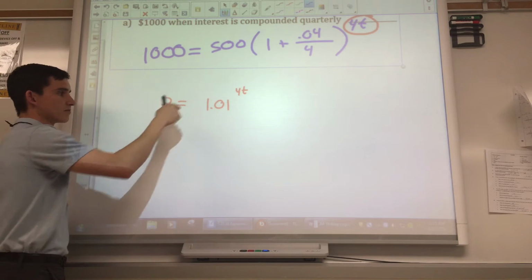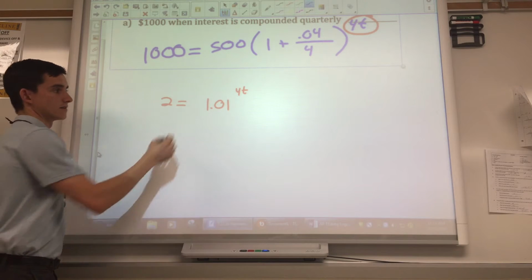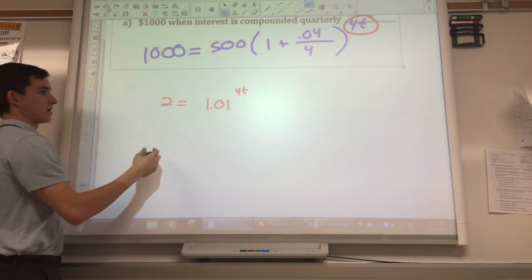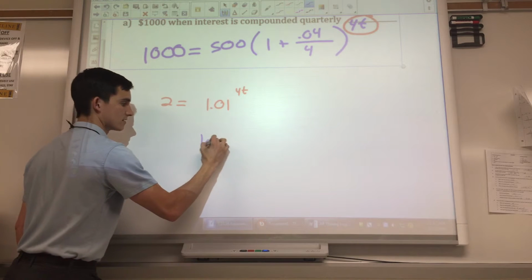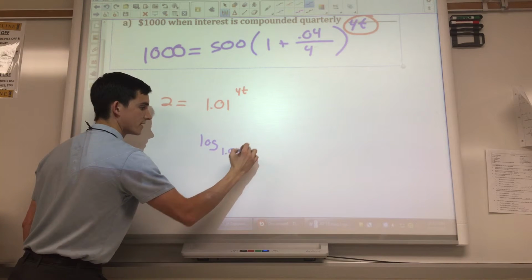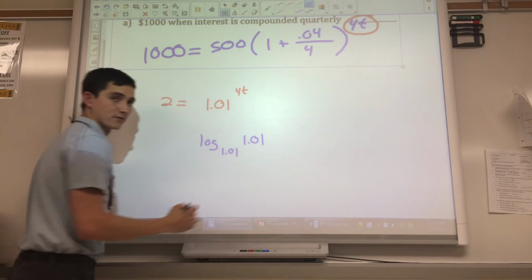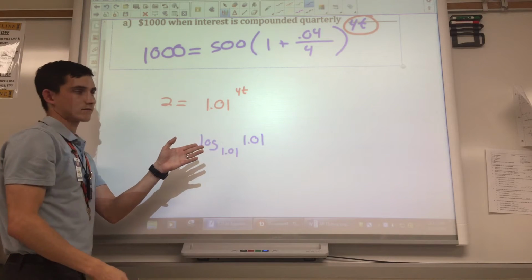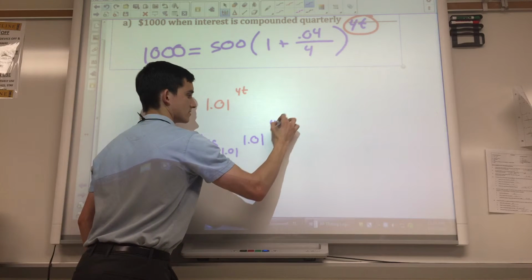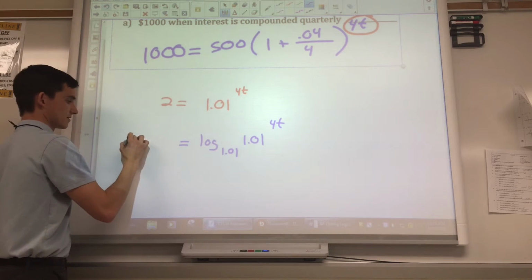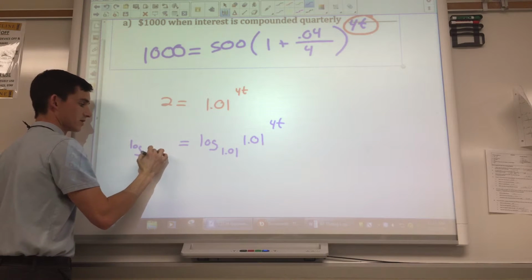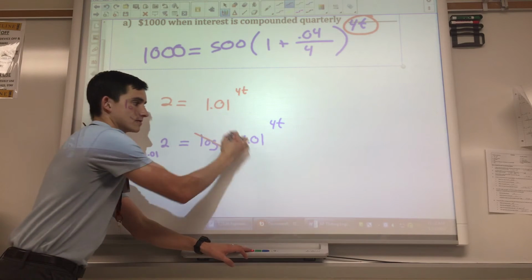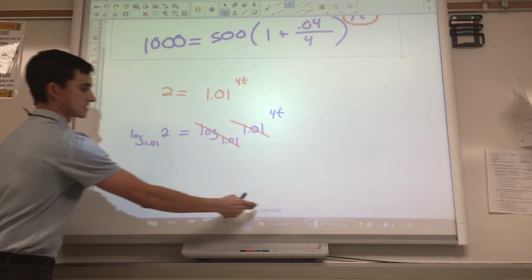So I do log base what? 1.01. This is my base right here. So I'm going to do log base 1.01 of 1.01, right? So those cancel. But you have to do it to the other side. So 4t equals log base 1.01 of 2, right? And these cancel. So 69.